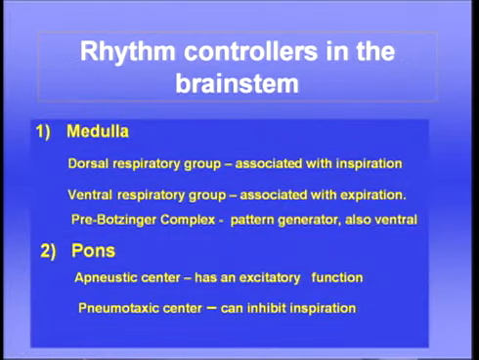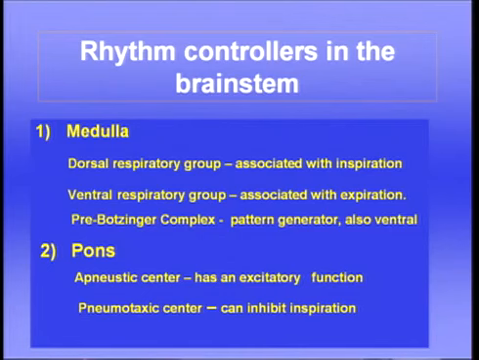So let's look at the rhythm controllers in the brainstem. Now, I have to say that I find this a somewhat confusing area, partly because so much research work is going on all the time. People are still working out the details of the central pattern generator, the controlling system in the brain. But this is, I think, a reasonable way of looking at it, taking into account the more classical statements that have been made and some more recent work.